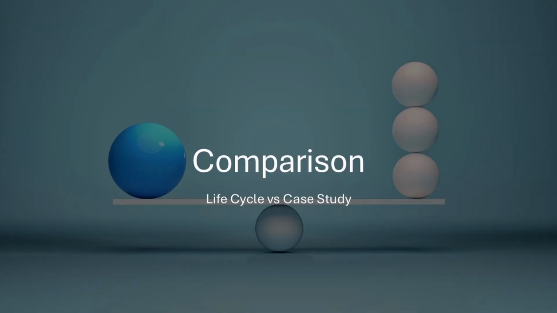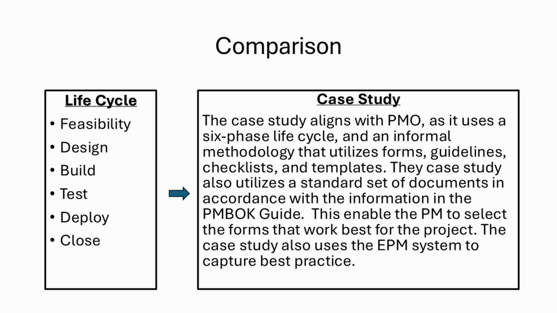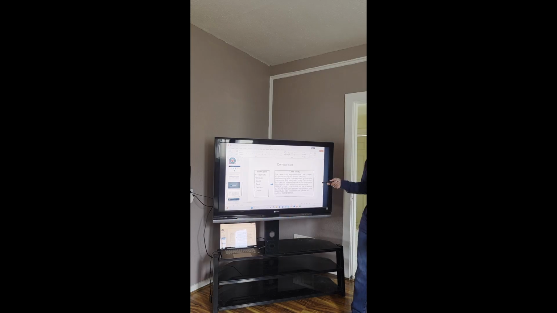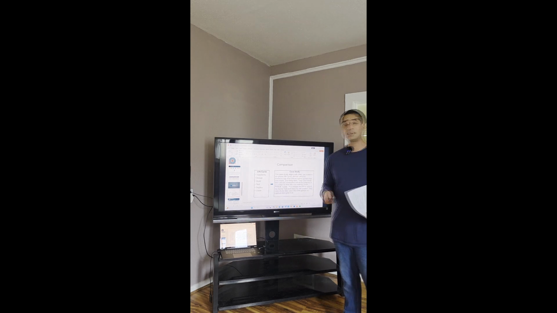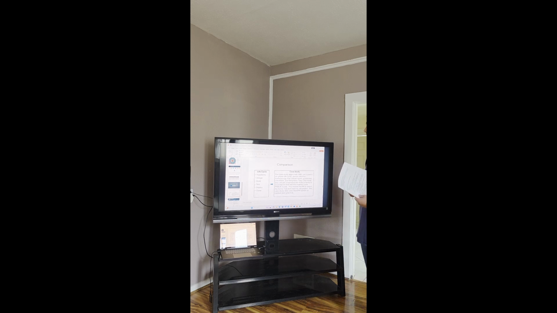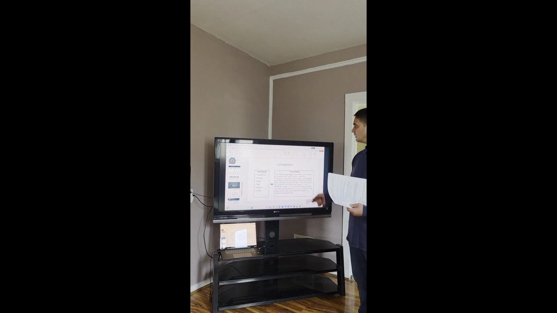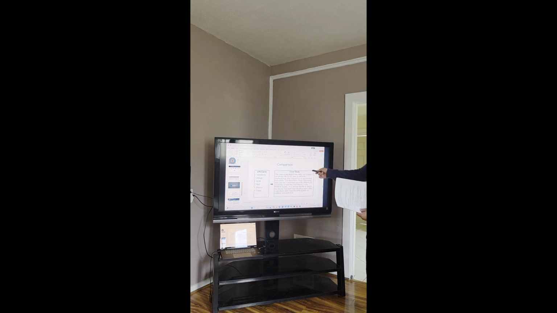So, comparison of the life cycle and the case study. The life cycle, as we talked about earlier, is basically feasibility, design, build, test, deploy, and close. Depending on who's presenting the life cycle or performing activities regarding the project management, sometimes it differs a little bit, but ultimately this is a pretty good rendering of it.